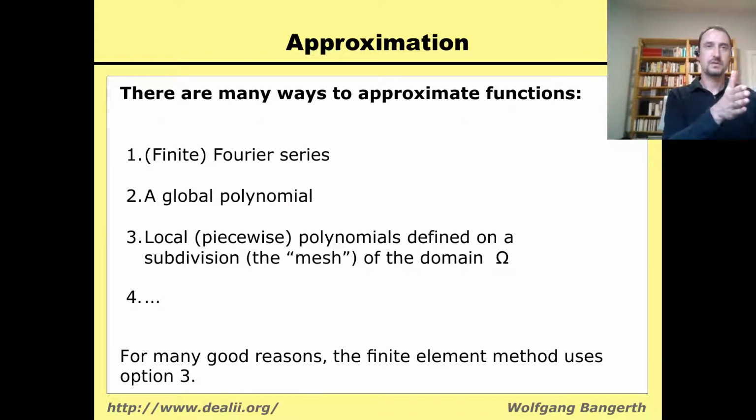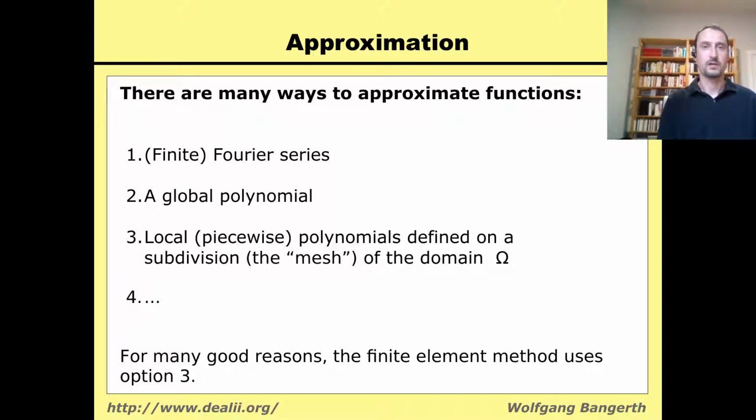And on each one of these intervals, I do one of these. I could do a Fourier series, or maybe I could do a polynomial approximation. But I choose one approximation here, and I choose another approximation on the next interval, and another approximation on the next interval, and so on and so forth. And it will turn out that for many good reasons, the finite element method uses option number 3, namely it splits the domain into intervals in 1D, or in 2D, and in 3D I split it into what we call a mesh. So that's a collection of triangles or quadrilaterals, for example, in 2D, and in 3D maybe a collection of tetrahedra and hexahedra.